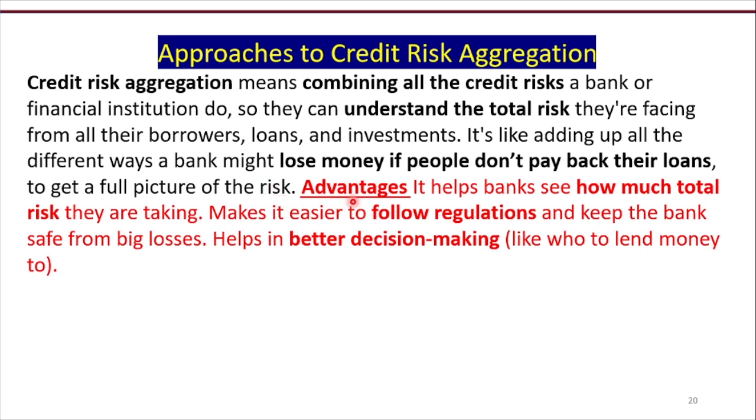Now let's see what advantage it gives. It helps the bank see how much total risk they are taking, makes it easier to follow regulation and keeps the bank safe from big losses. By adding up all the risk, the bank can be safe from big losses, and it helps in better decision making, like whom to lend money to and whom not to. With the help of this approach of credit risk aggregation, the bank can make better decisions. That covers what credit risk aggregation is and its advantages.